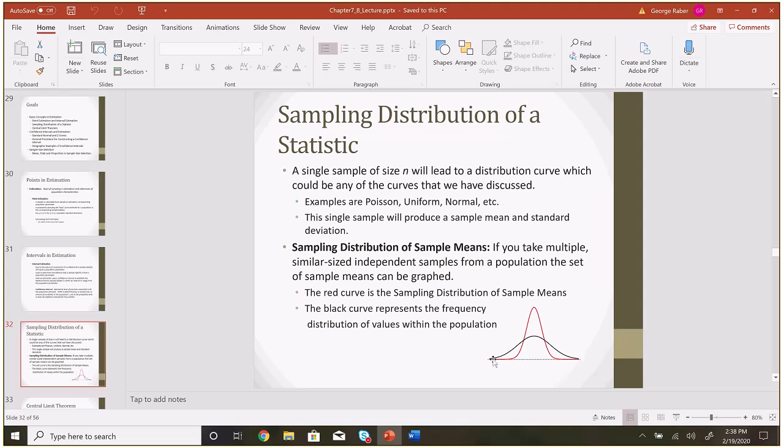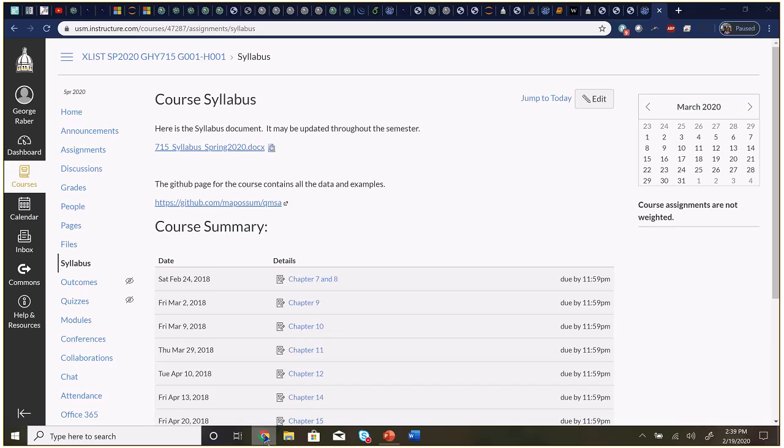Even if the true population isn't a normal distribution, that's this black line here, the red curve will be the distribution of those sample means. So that's the red curve here, and it will be normal. That's where I want to get into.